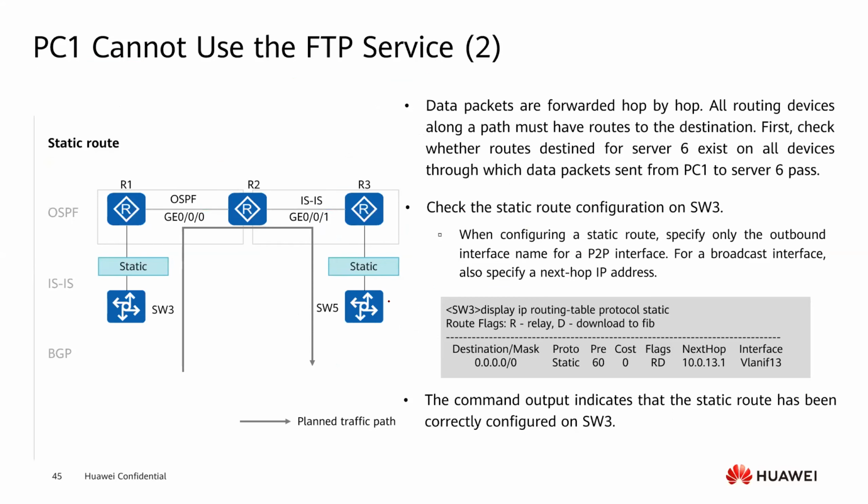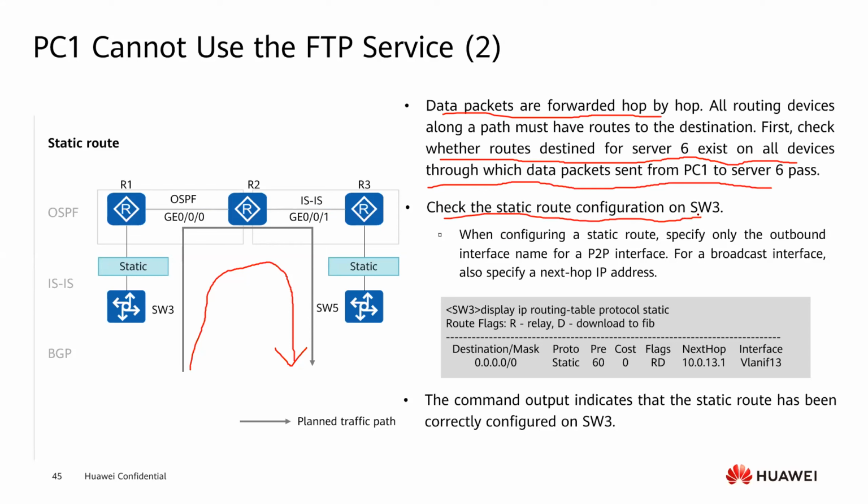Here, when we say the data packets are forwarded hop by hop, routing devices along a path must have routes to the destination. So first check whether a route to the destination, server 6, exists on all devices. Which data path is sent from PC1 to server 6? That means this path.